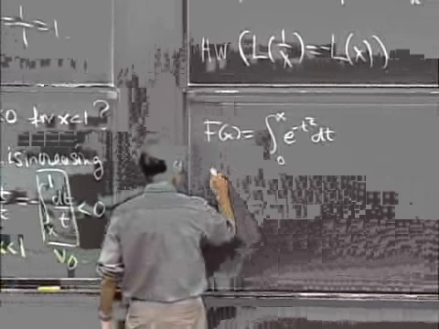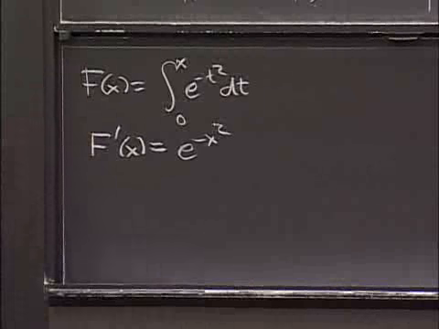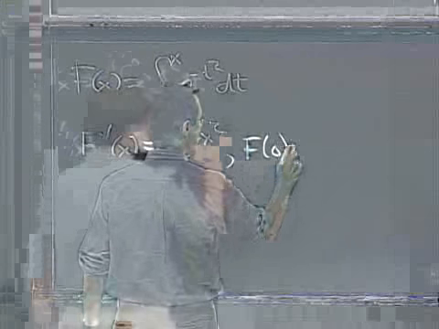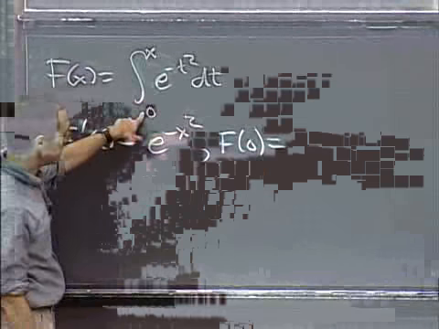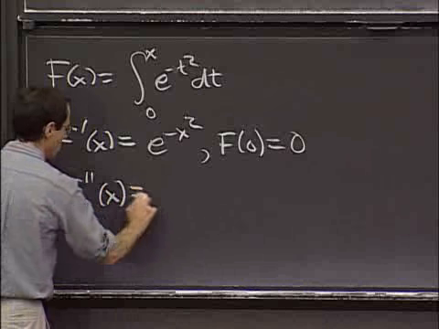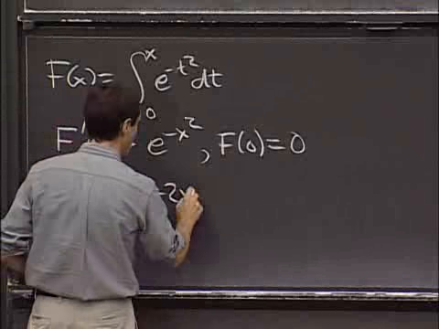Well, immediately I can figure out what the derivative is. I read it off from the fundamental theorem. It's this. I also can figure out the value at the starting place. In this case, the starting place is 0, and the value is 0. And I should check the second derivative, which is also not so difficult to compute. The second derivative is minus 2x e to the minus x squared.